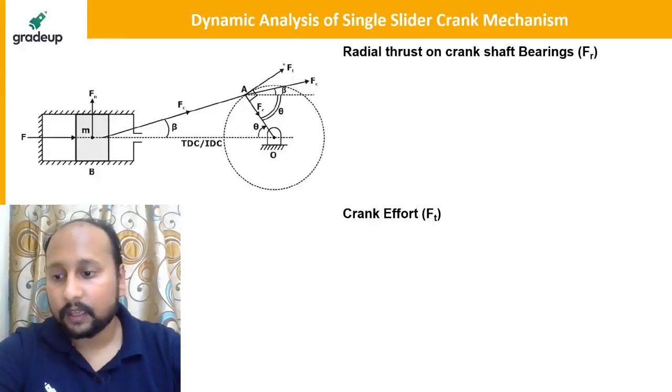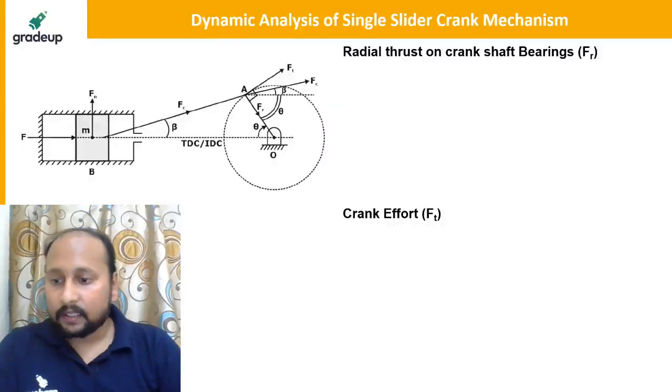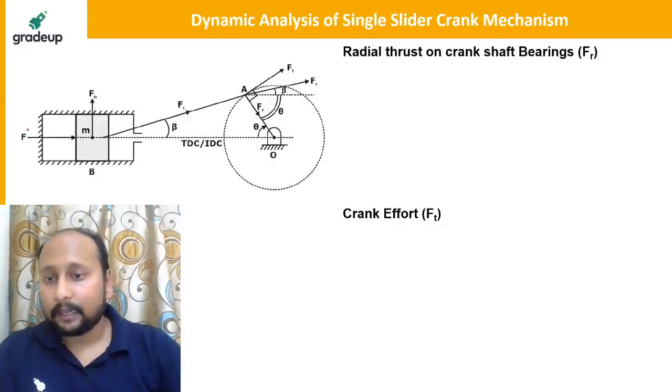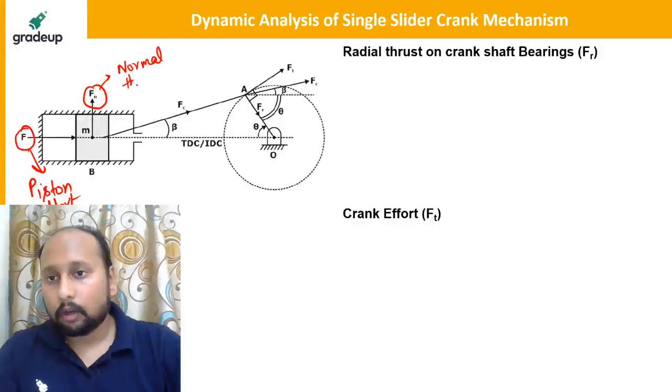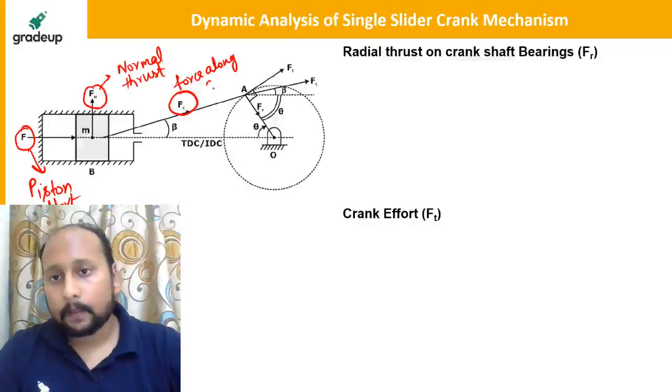Sir, is Fc the resultant? No, Fc is not the resultant. Let me show you every force. F is the piston effort. Fn is the normal thrust force. Fc is the connecting rod force, the force along the connecting rod.